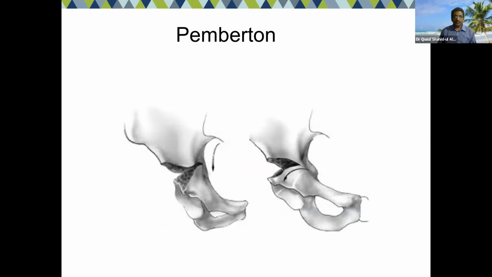A similar procedure is applied for the Pemberton also. But the main difference is if you drop down the anterior two-thirds of the acetabulum, it will cover the anterolateral portion of the head of the femur, and then we call it Pemberton. It is actually required for developmental dysplasia of the hip.